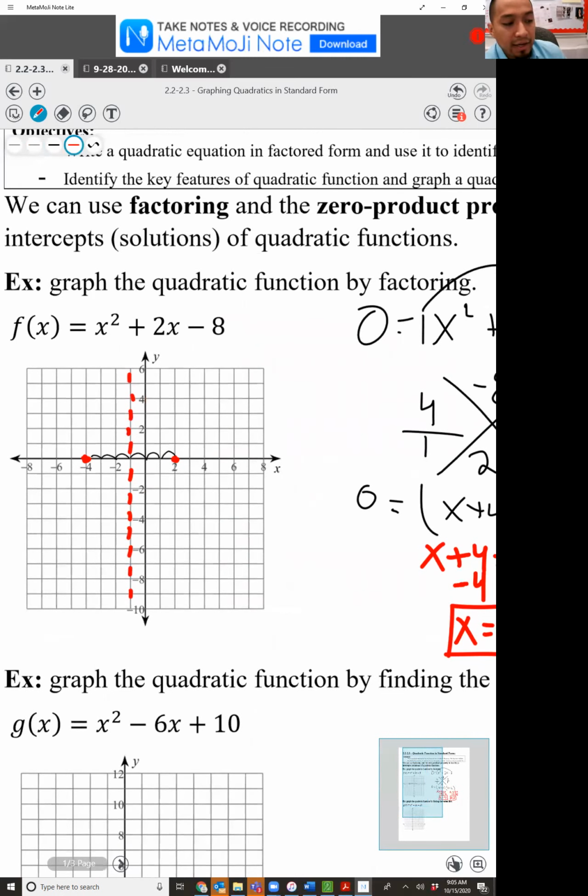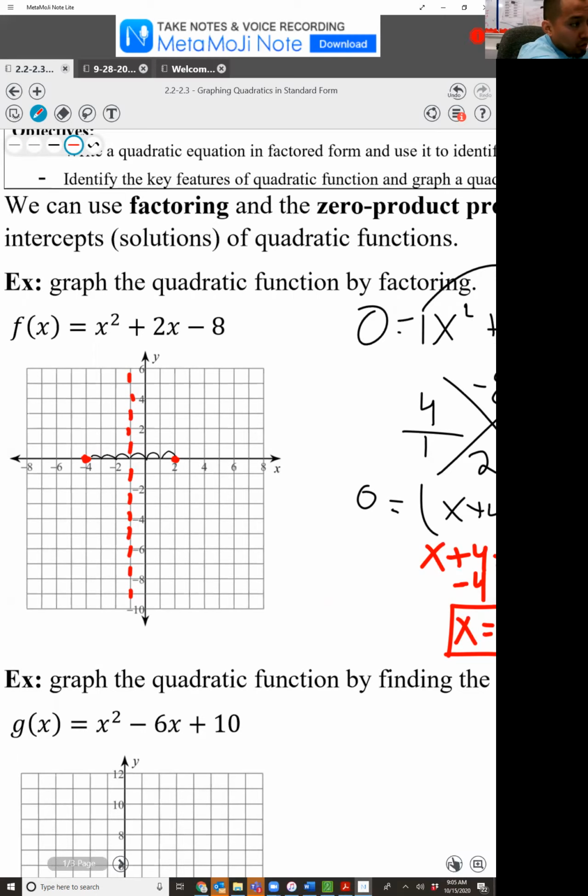Now, how is that going to help us find my vertex? Well, if you remember, your axis of symmetry is the x value of your vertex. So because you have the input value of your vertex, you can go ahead and find your output. Remember, a function is just like a vending machine.